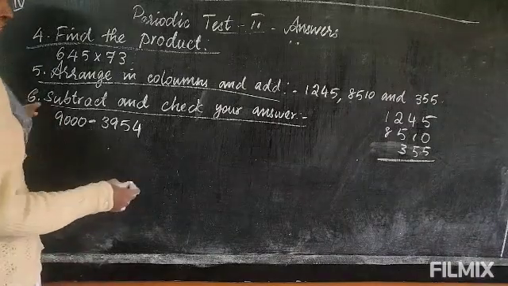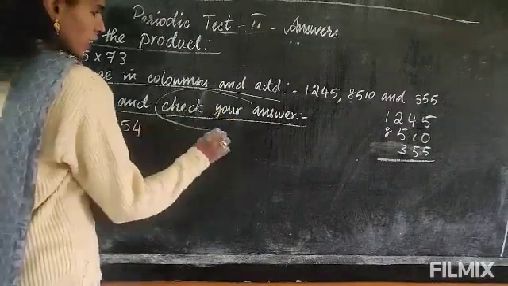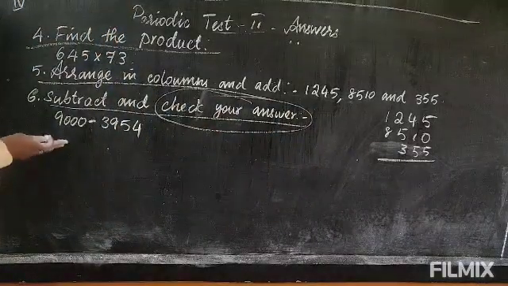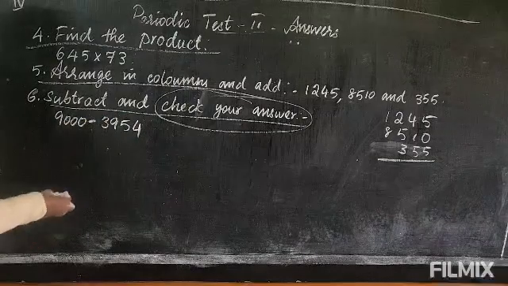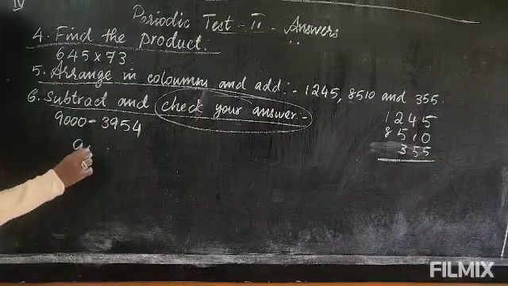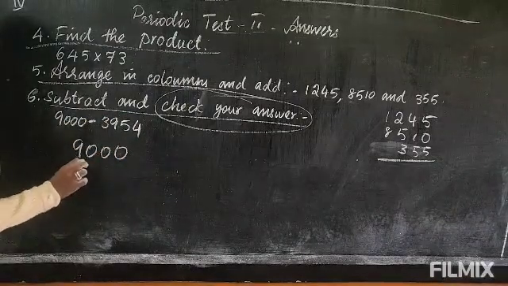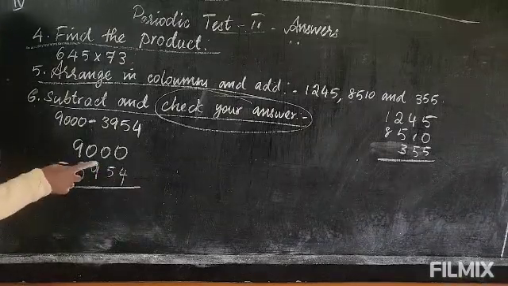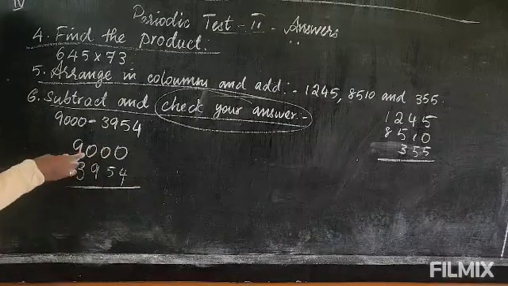Here also you will do subtraction, but all did not see here, check your answer is given. First you have to find the answer, then you have to check whether your answer is correct or not. So now first we will do the subtraction. 9,000 minus 3,954. So you cannot subtract, you see all zeros are there, so you will borrow from here.